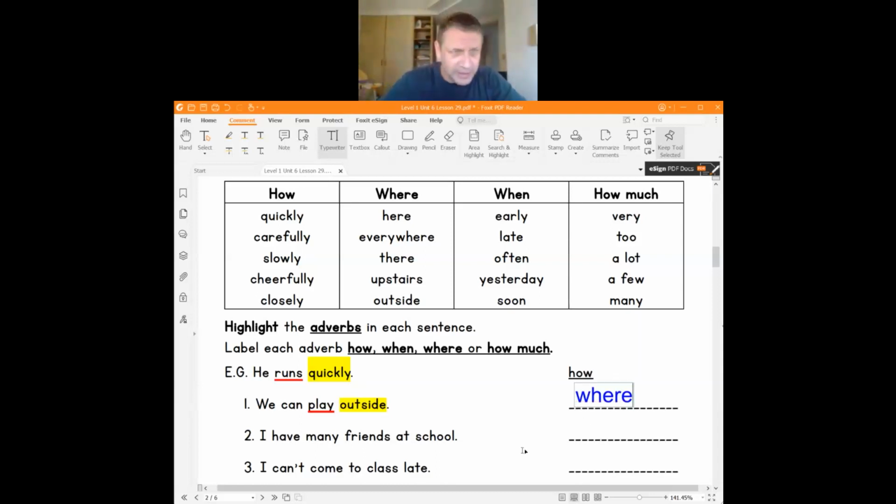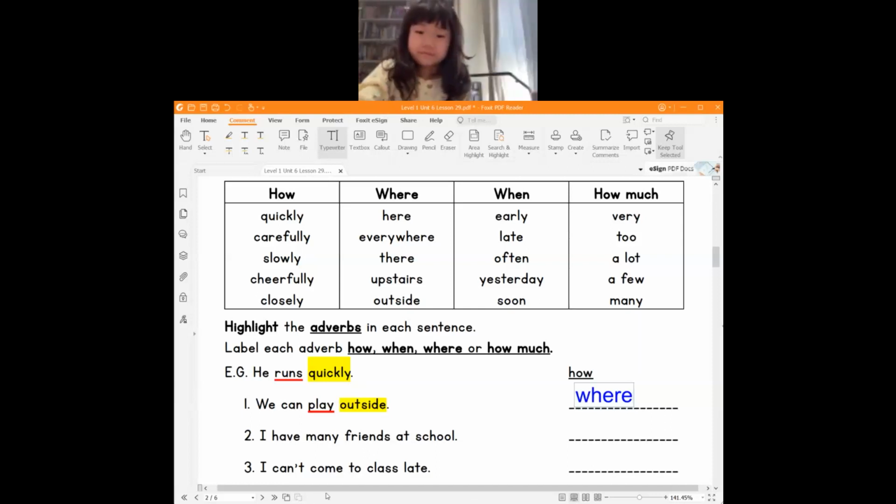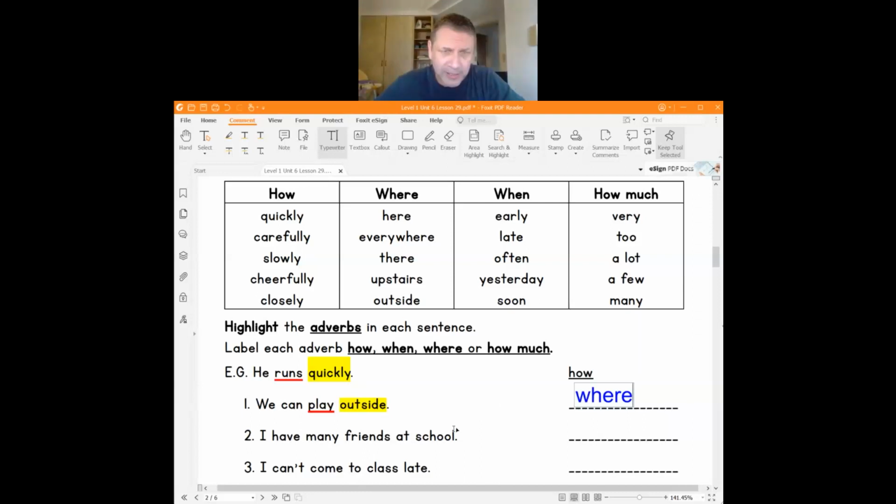Okay, my next reader is going to be Fifi. Fifi, can you read number 3, please? Number 2, excuse me. I have many friends at school. Good job, Fifi. Fifi, what is the verb?